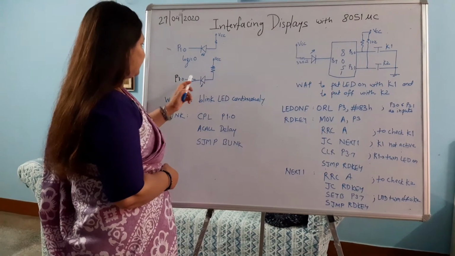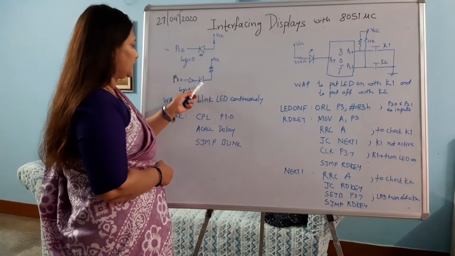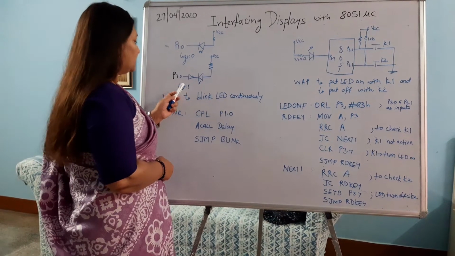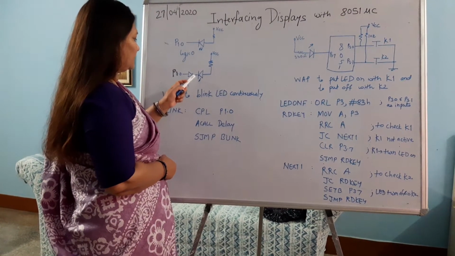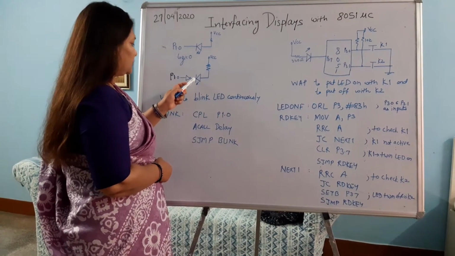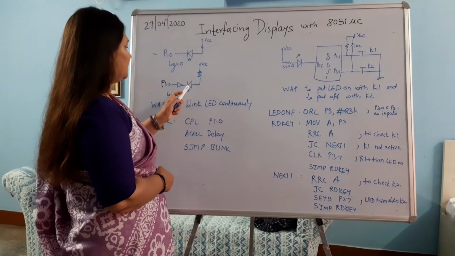Suppose you are connecting the LED with this configuration and if we want to glow the LED with logic 1, then we are putting an inverter over here. So logic 1 will become 0 here, and 0 means it is grounded. So the circuit is completed and the LED will glow.